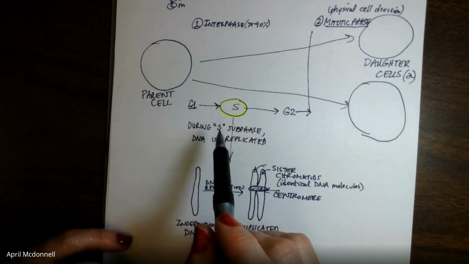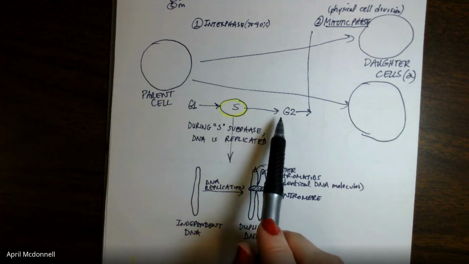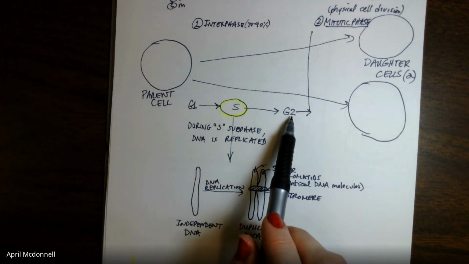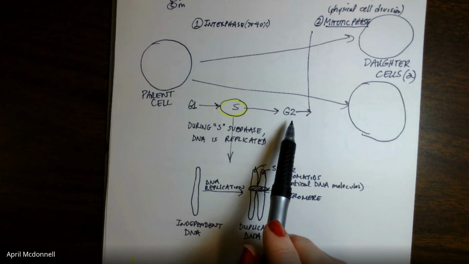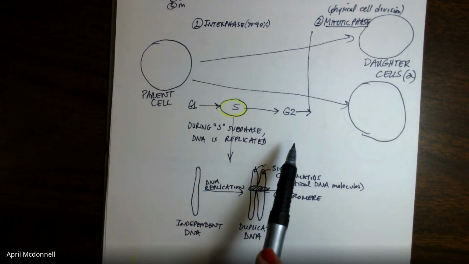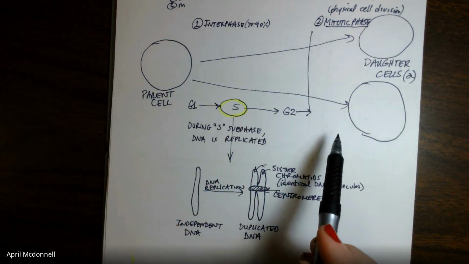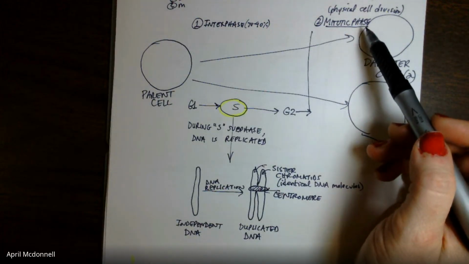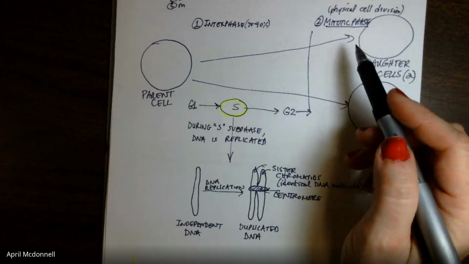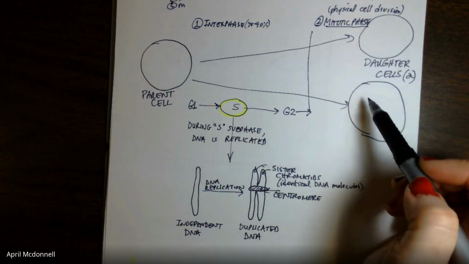So now that we have undergone DNA replication, the cell continues on to the next subphase, which is G2, which is basically another checkpoint during the cell cycle where we check out the DNA, make sure DNA replication occurred correctly before we proceed onto mitotic phase.